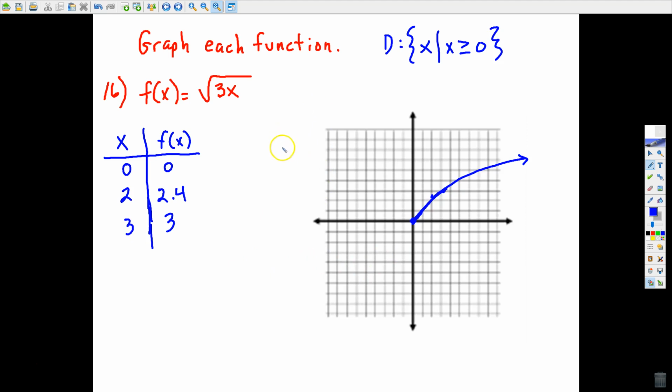And let's see. We're supposed to state the domain and range for these. So the domain, we've already stated. Domain has to be all numbers greater than or equal to 0. For the range, same thing. We're going to start at 0, and our numbers for y are just going to continue to increase as we go to the right, choose larger numbers for x. So we'll state the range as this. And that's it. That is your answer for number 16.